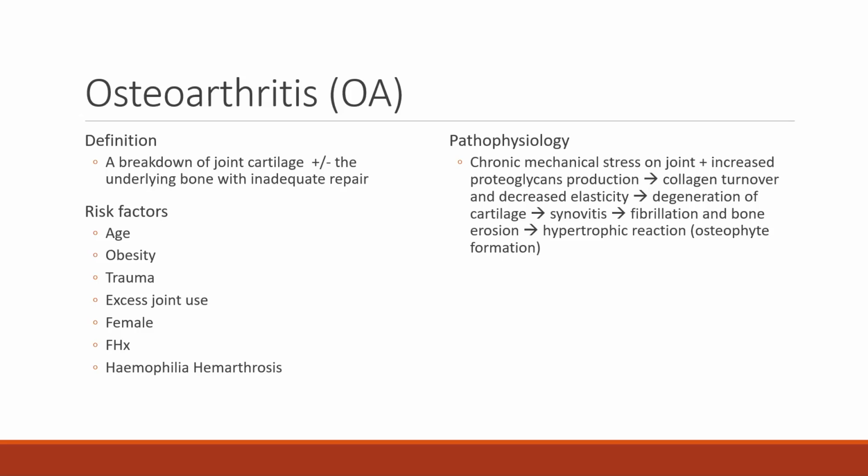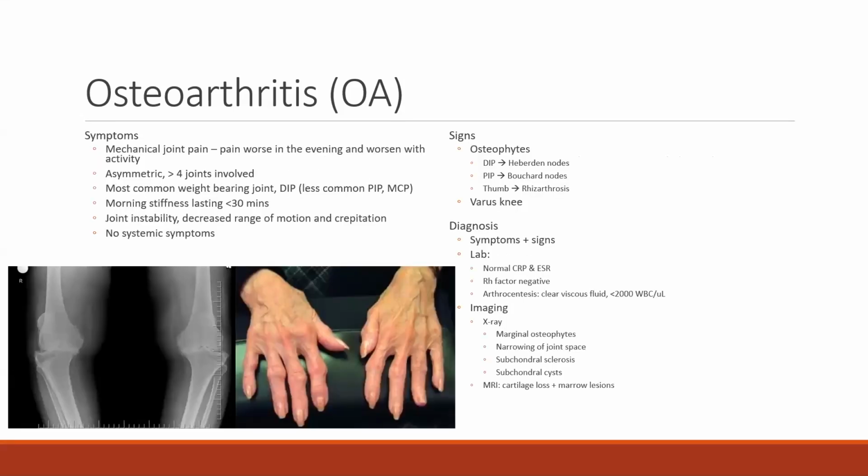Pathophysiology, it's caused by chronic mechanical stress on the joint, which leads to increased proteoglycans production, that leads to collagen turnover, decreased elasticity, which leads to degeneration of the cartilage, and then inflammation, synovitis, and then bone erosion and new bone formation, which leads to osteophyte formation.